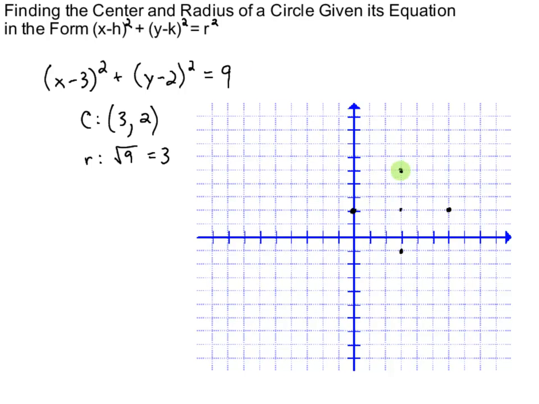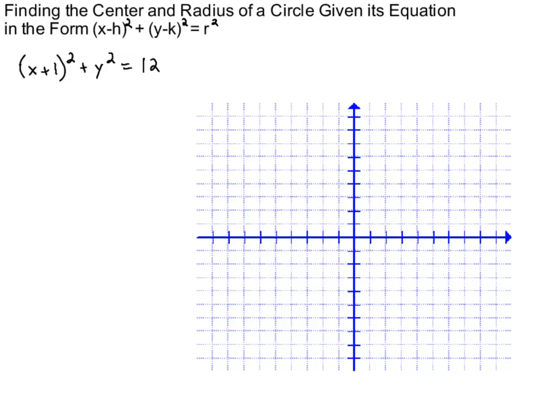Not doing a very good job though. Let's try that again. I don't think my grid here is quite square, but so that would be the circle. That's the set of all points that are 3 units away from this center point here. From here to here is 3 units. From here to any point on the circle should be 3 units.